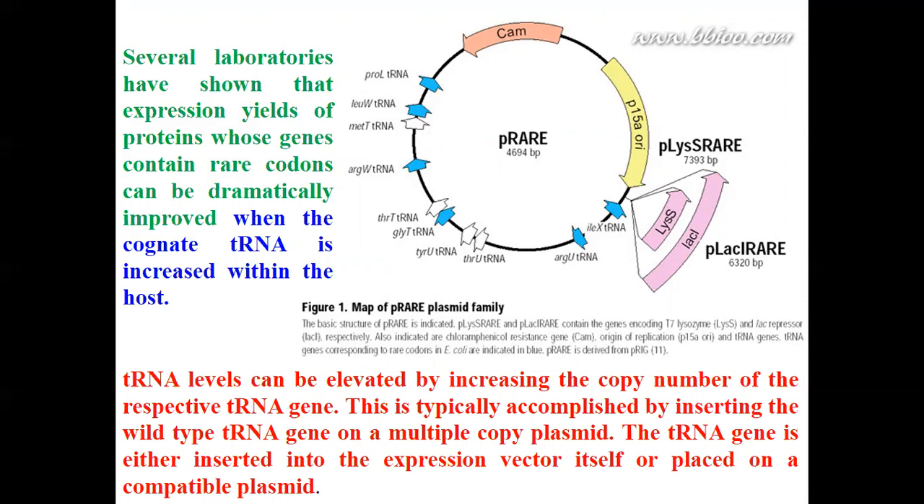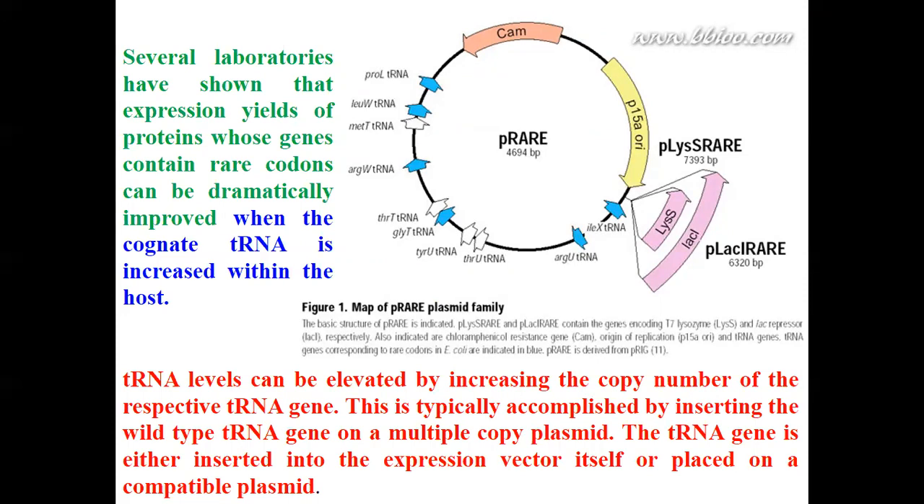Actually, several laboratories have shown that the expression yield of proteins whose genes contain rare codons can be dramatically improved when the cognate rare transfer RNA is increased within the host. Because every transfer RNA or ribosomal RNA is ultimately coded by DNA, we can express these transfer RNAs on a plasmid. For example, if E. coli has 6 or 7 or 8 rare codons, we analyze that there are rare codons.